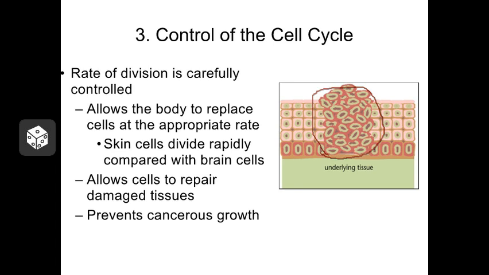The cell is dividing too fast, it's not dividing in a controlled way, and that can cause lots and lots of other problems. The rate at which different kinds of cells go through their cell cycles differs depending on the type of cell you're talking about. Skin cells, for instance, divide very rapidly.